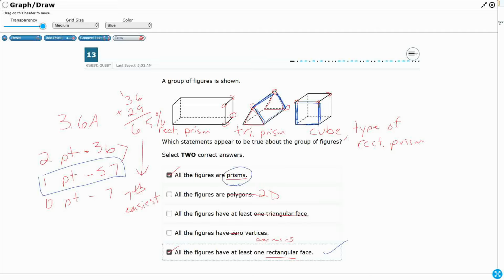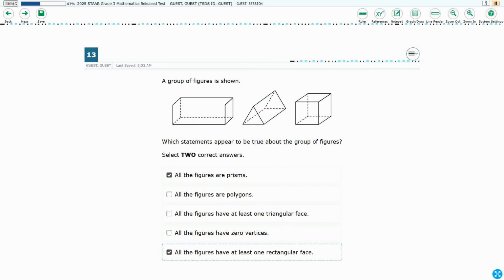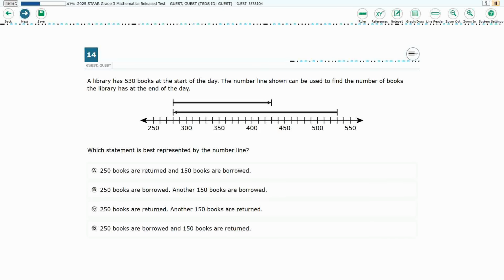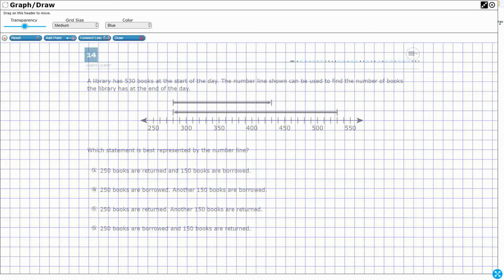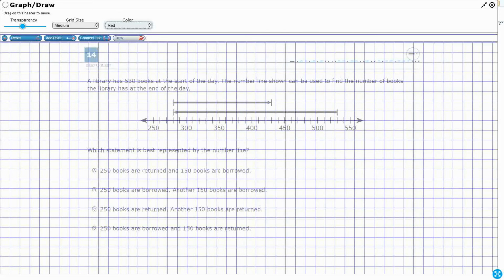Do we know, first off, what is a prism? And do we know that a cube is a type of rectangular prism? So a lot of vocabulary on this that we're going to have to work with our students so that they can be successful. For number 14, we are looking at 3.5a. We are representing addition and subtraction problems.